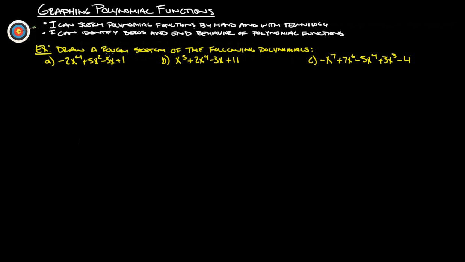Okay, so we are going to draw a rough sketch of the following polynomials. For A, we've got negative 2x to the fourth plus 5x squared minus 3x plus 1. To draw a rough sketch, all we really need is the leading term. Here's what I look at on this leading term. We're going to look at the degree, which is 4, and we're also going to look if it's positive or negative. And that's all we need for a rough sketch.